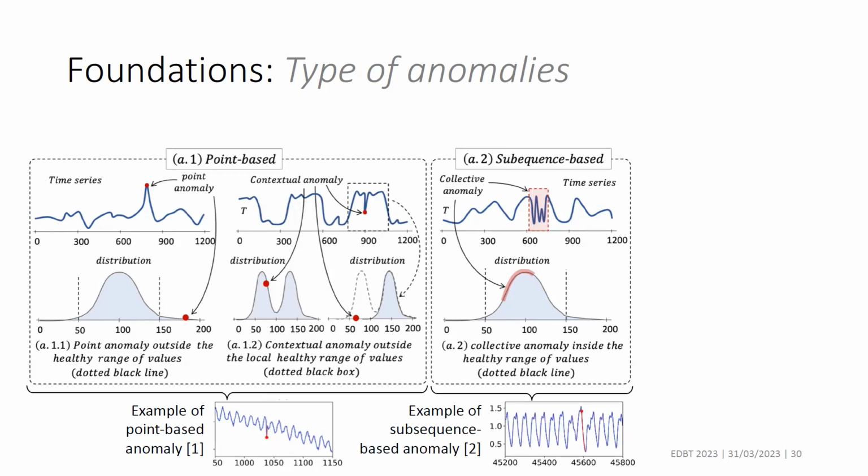This is an example from the MGAB benchmark. You have to trust me because these extreme points are not value issues, but a shape. Here you see that there is a regular shape, and then something different happens. This is a collective anomaly. This is a subsequence anomaly.